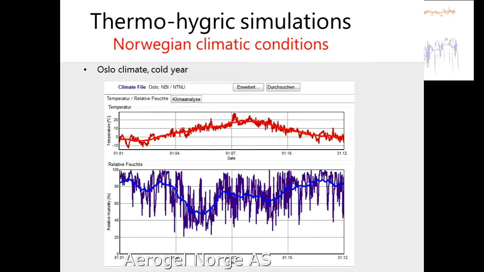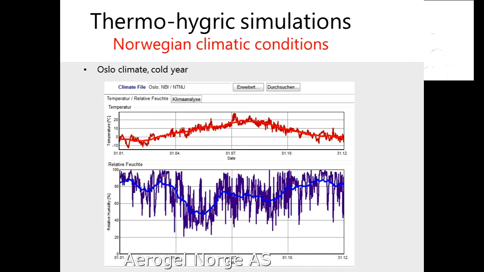And below you see the air humidity, relative humidity of the external air. These are the boundary conditions we have to put on this calculation system. Then solar radiation and wind-driven rain are the other climatic conditions which you also have to take into account.